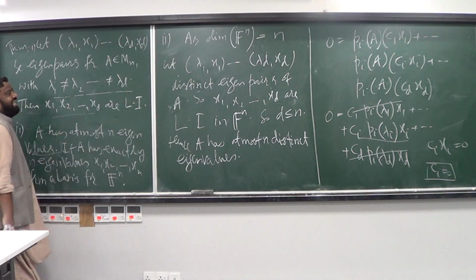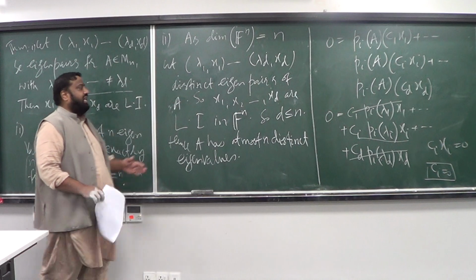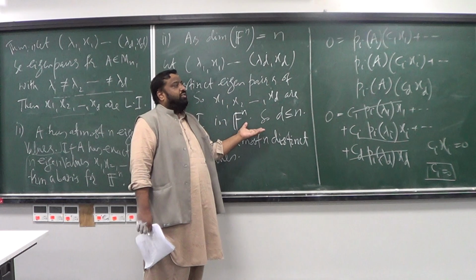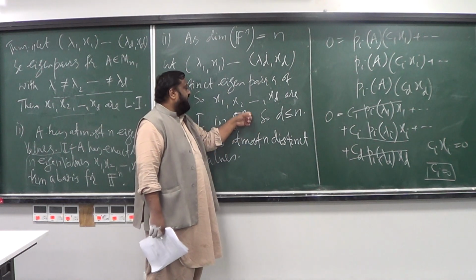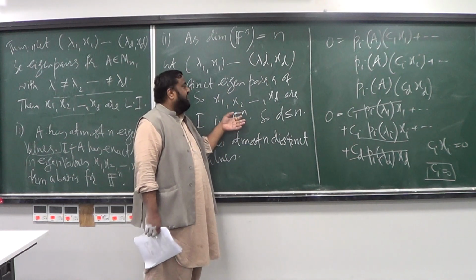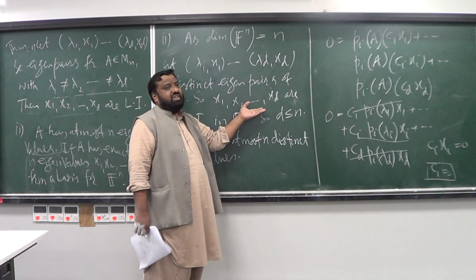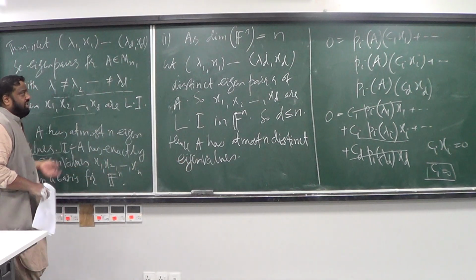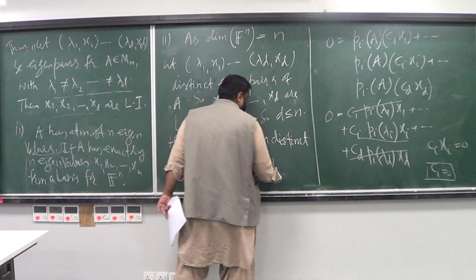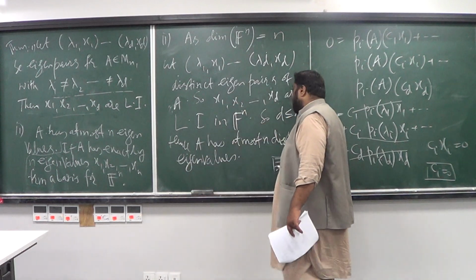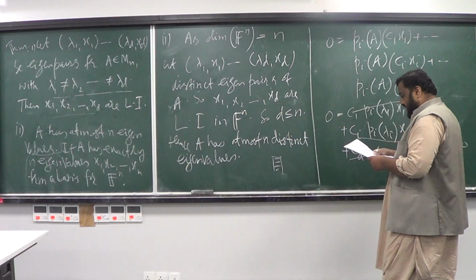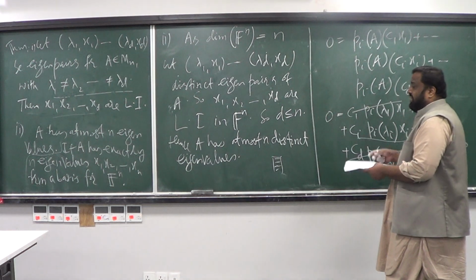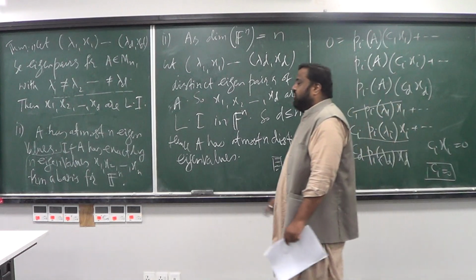If A has exactly n eigenvalues, that means there are exactly n linearly independent eigenvectors. Since the dimension of this space is n, any n linearly independent vectors would constitute a basis of Fn. So this really completes the proof of the theorem.